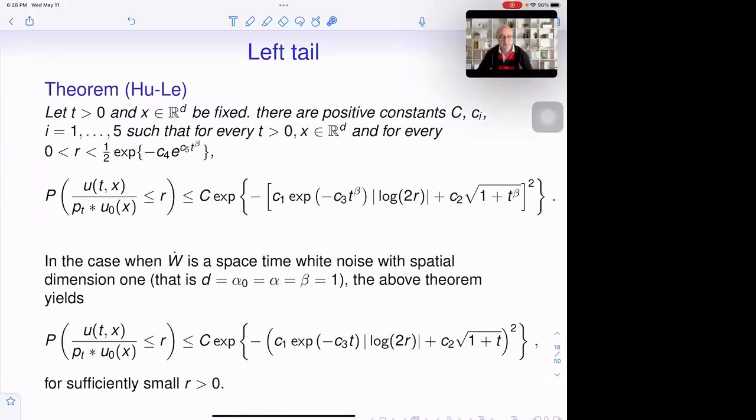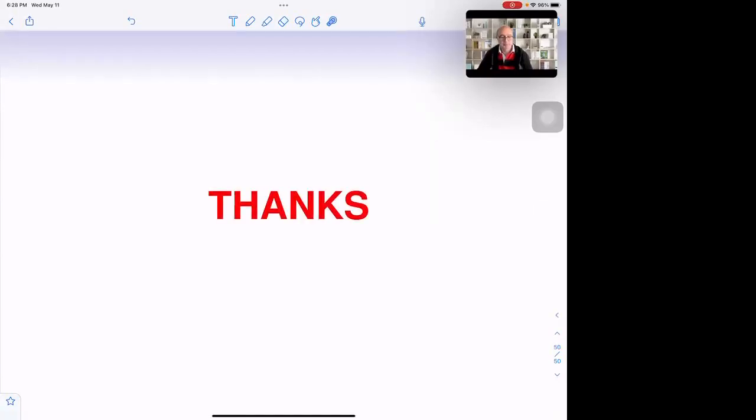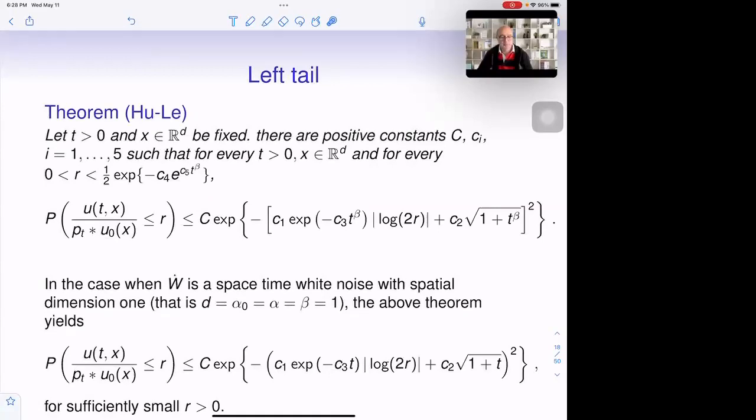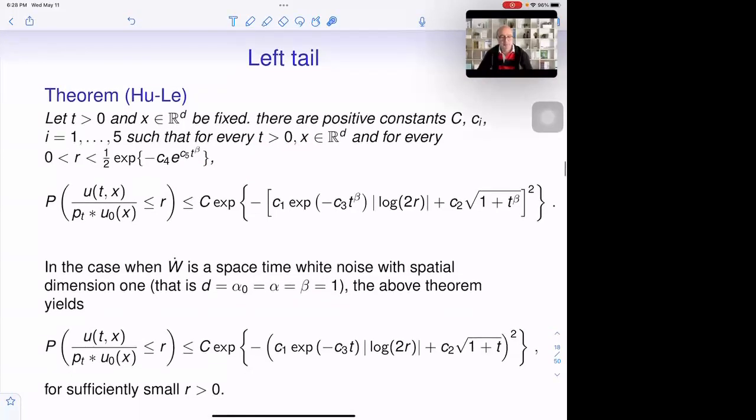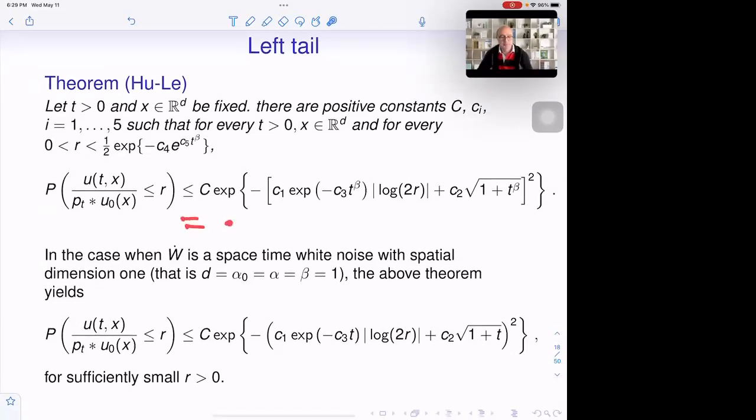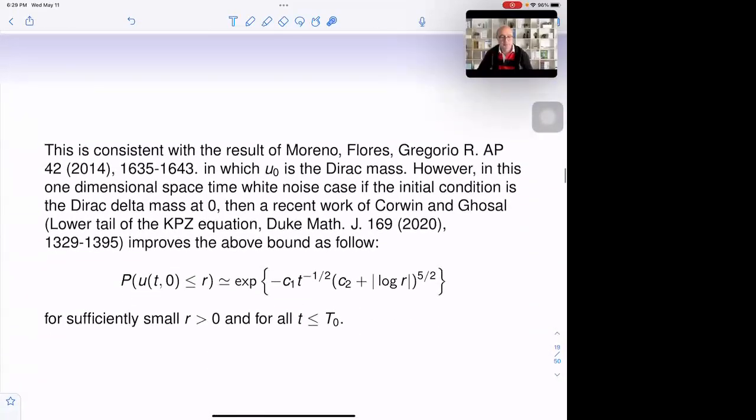You can also get the left tail. For example, when the initial condition is positive, then u is also positive. So this will go to 0 when r goes to 0, but how fast will it go to 0? We also have this, but this bound may not be the best. In fact, when the initial condition is the delta function, people found that the exact probability is equal to something.